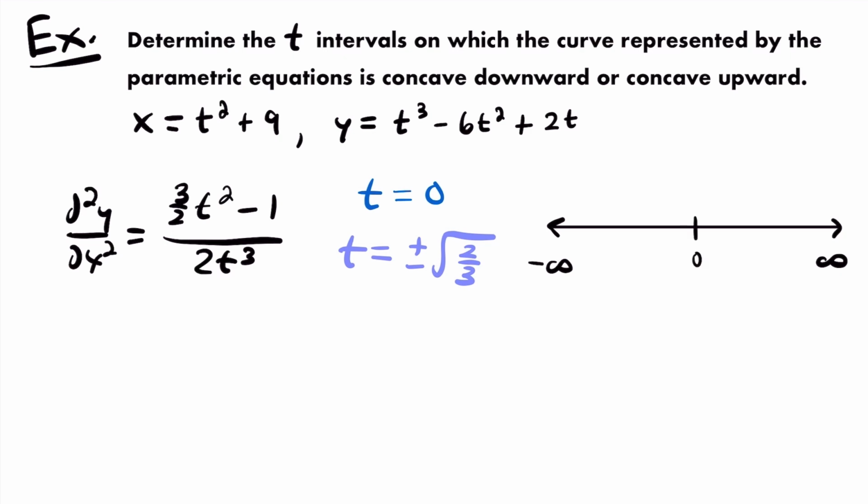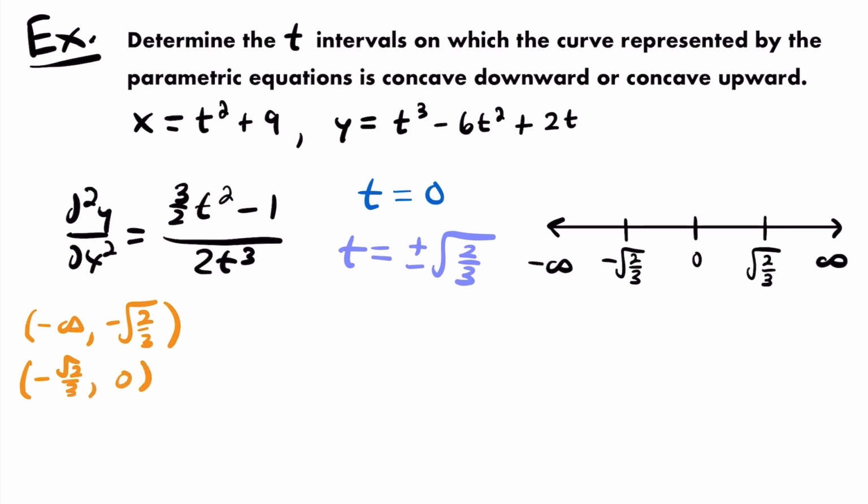So we'll have t equals 0, and then t equals the negative square root of 2 divided by 3, and t equals the positive square root of 2 divided by 3. Okay, so we have 4 different intervals where our curve could be concave up or concave down. And so let's write them down. We have negative infinity to the negative square root of 2 divided by 3. We have the negative square root of 2 divided by 3 to 0. Then we have 0 to the positive square root of 2 divided by 3, and the positive square root of 2 divided by 3 to infinity. All right, so we have these 4 different intervals that we need to check to see if our curve is concave up or concave down for.